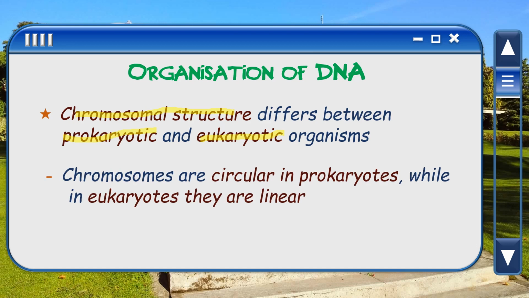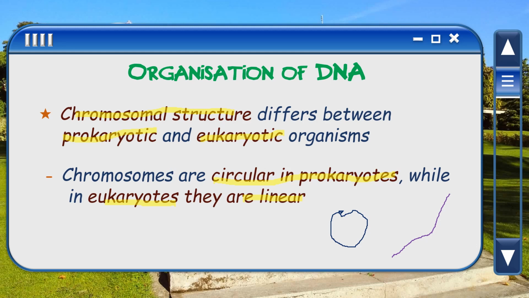Chromosomes are circular in prokaryotes, while in eukaryotes, they are linear. So in prokaryotes, you find that the chromosomes are circular. And then in eukaryotes, you'll find that their chromosomes are linear. They're just a straight line.